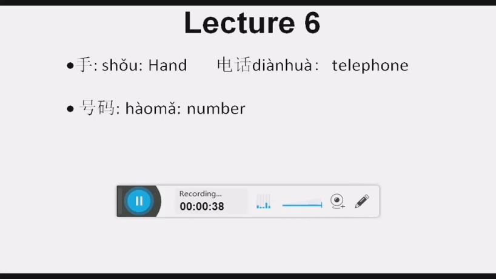First word is shou. Shou, with third tone. Shou means hand.